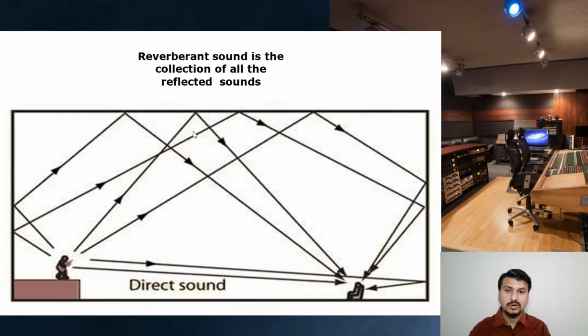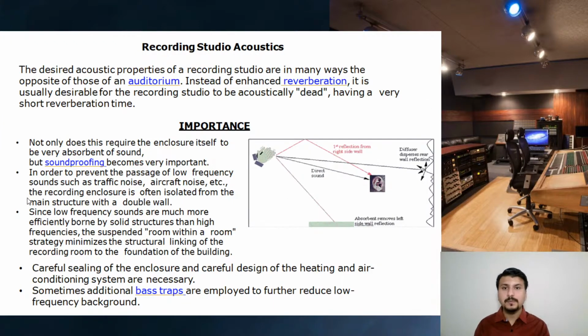Some sound is direct sound. At the bottom you can see he is speaking, some voice waves are going directly to his ears, and some are getting reflected one time and some are getting reflected multiple times. So the reverberant sound is the collection of all the reflected sound, maybe one time or maybe two times.